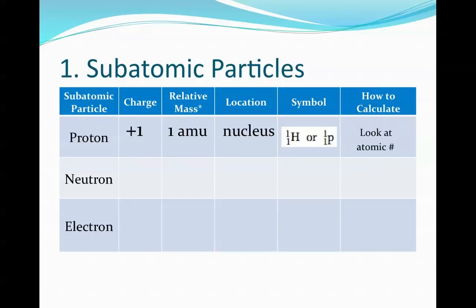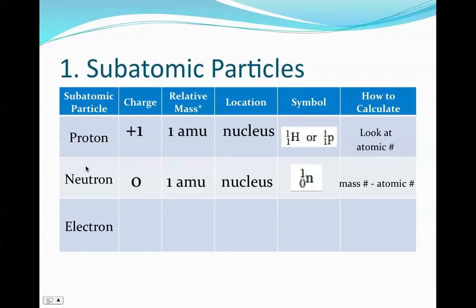So the proton has a charge of +1, so it has a positive charge. We say that it has a mass of 1 atomic mass unit, is located in the nucleus, and how to calculate it is by looking at the atomic number. You'll find in your reference table we can represent a proton with one of these two symbols.